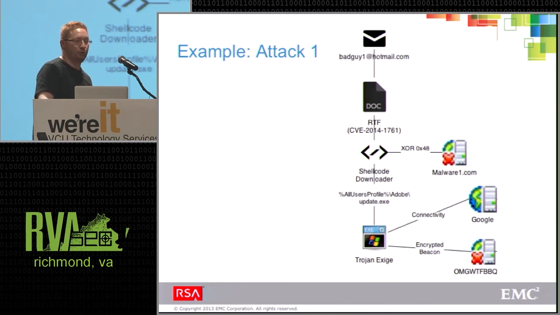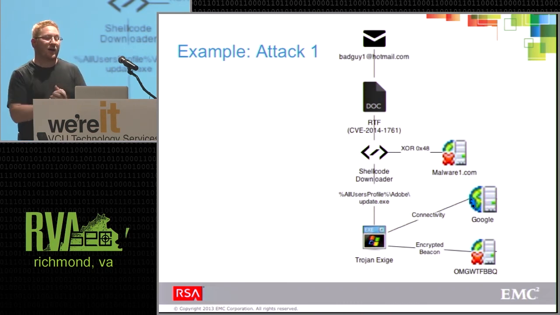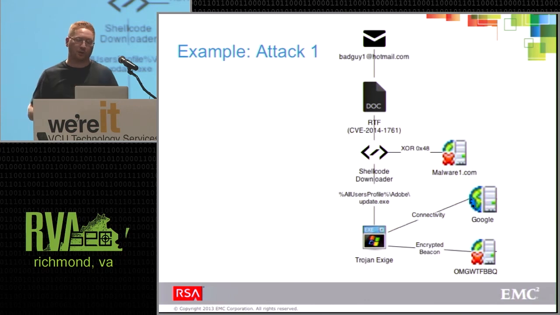This drops a known Trojan, we'll call it XI, which does a connectivity check out to Google, and when it works, it then starts sending encrypted beacons out to this really bad domain name. All right? So there's an attack.